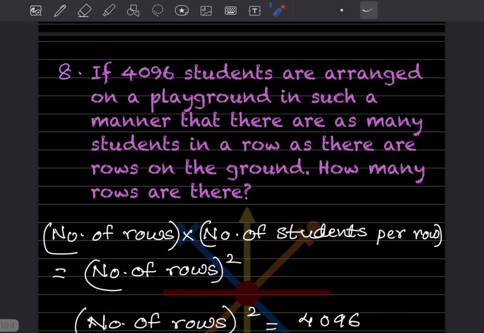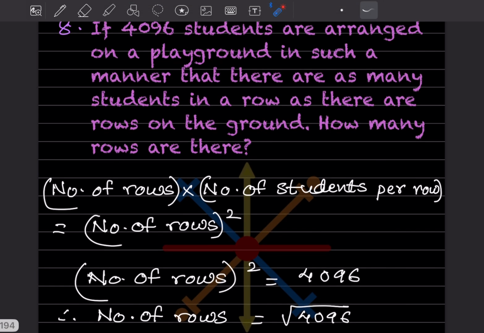Here they said, if 4096 students are arranged on a playground in such a manner that there are as many students in a row as there are rows on the ground, how many rows are there? So number of rows into number of students per row, that is number of rows square. This is what you have to remember, because they said there are as many students in a row as there are rows on the ground.